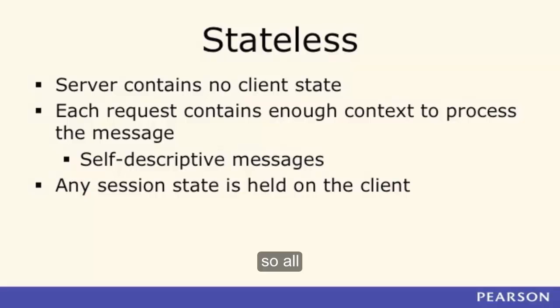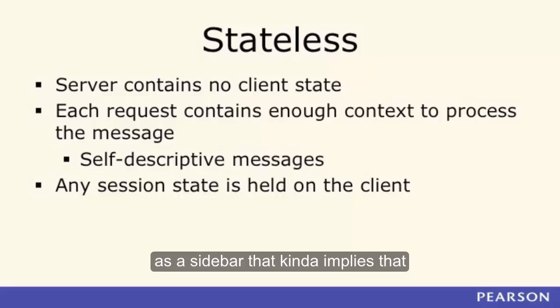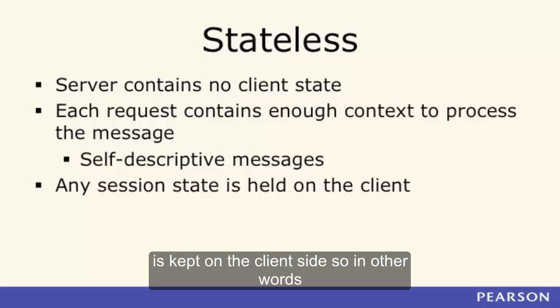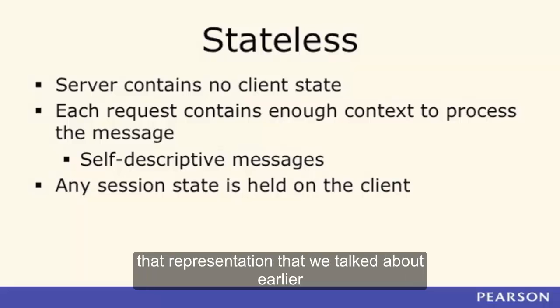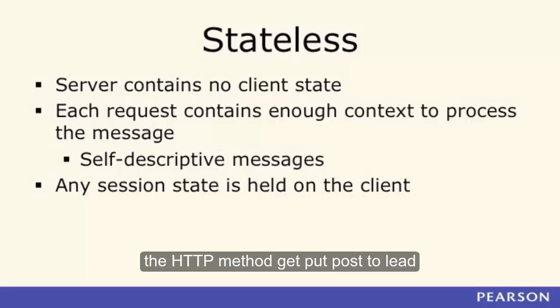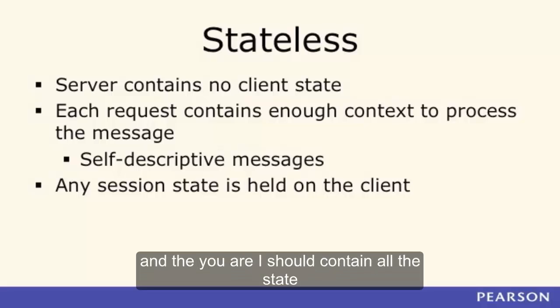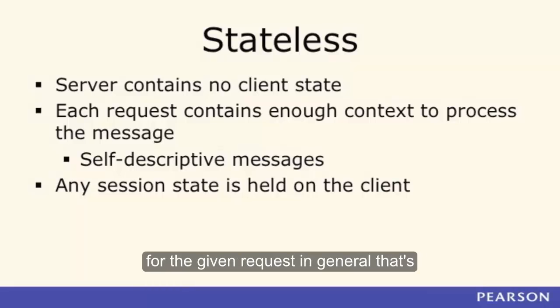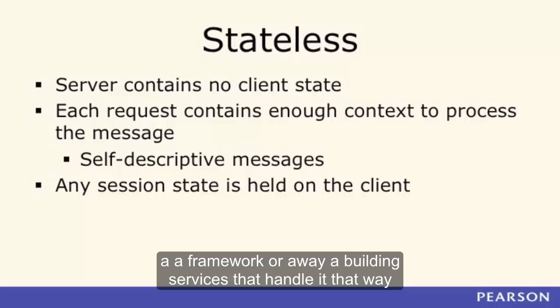So, as a sidebar, that kind of implies that if there is state, that state is kept on the client side. So in other words, that representation that we talked about earlier is what carries the state. So between the representation, the HTTP method, get, put, post, delete, and the URI should contain all the state for the given request. In general, that's pretty easy to do once we have a framework or a way of building services that handle it that way.